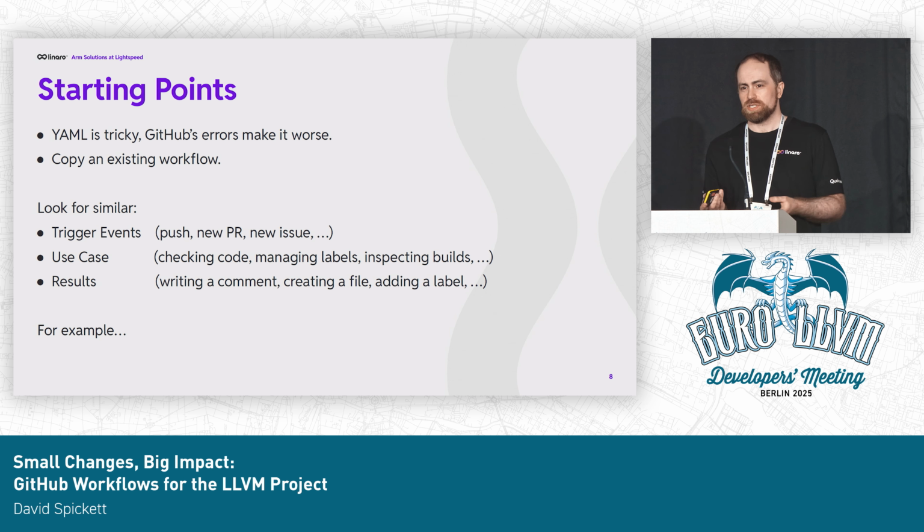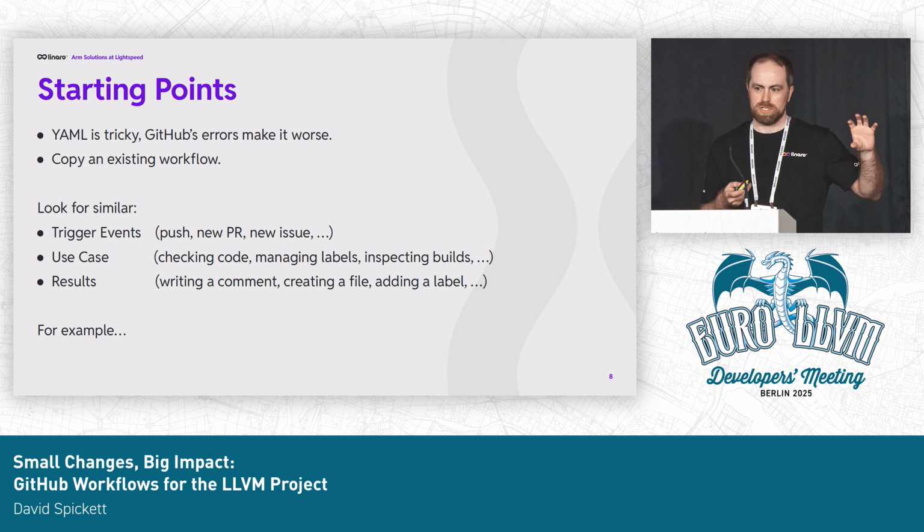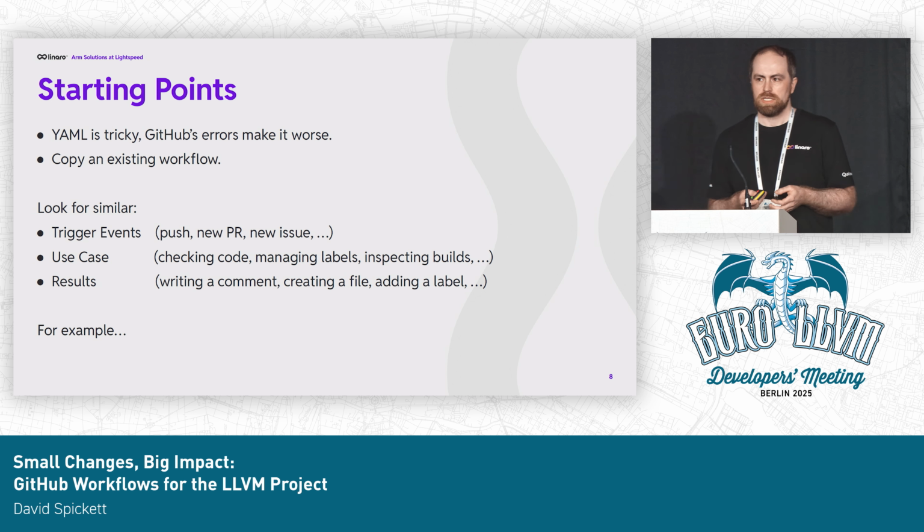YAML is pretty notorious for being very sensitive, and then you add GitHub's custom YAML schema on top of it, and it gets worse. There's not very good validation, so even if you're doing a whole new workflow, I would start by taking an existing workflow. Three things to look for: what starts the workflow running; what does the workflow look at, does it iterate comments or issues, PRs, that sort of thing; and then the results of the workflow, which is basically how is the repository going to change depending on what it finds in those comments or those PRs.